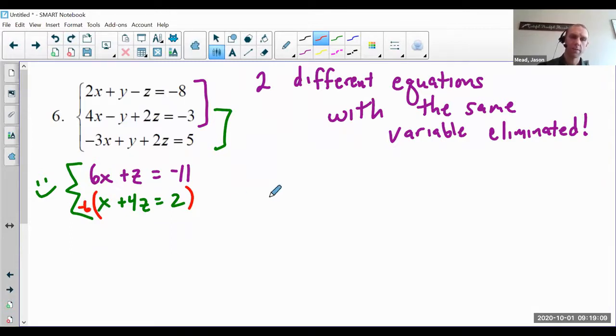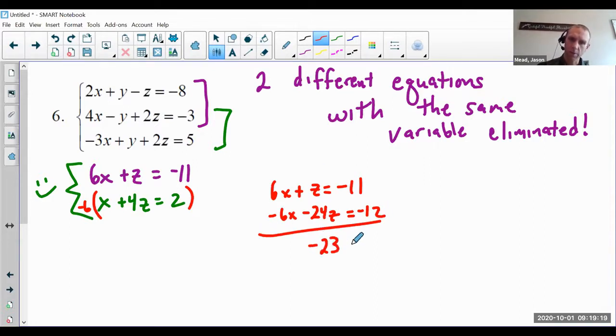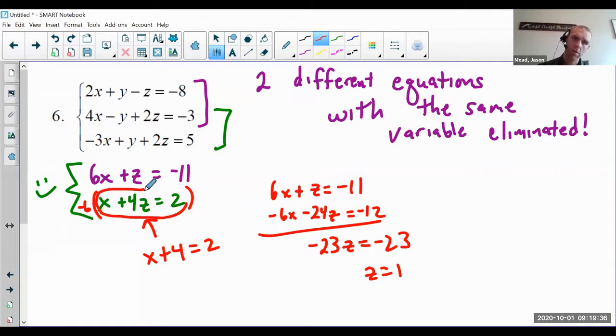That would get rid of the x's. So I have 6x plus z equals negative 11, and negative 6x minus 24z equals negative 12. Negative 23z equals negative 23. So z equals 1. Once I get one of them, I can then probably get everything else. So plug z in here: x plus 4 equals 2. Just plug it into the green one. Subtract, and I get x equals negative 2.